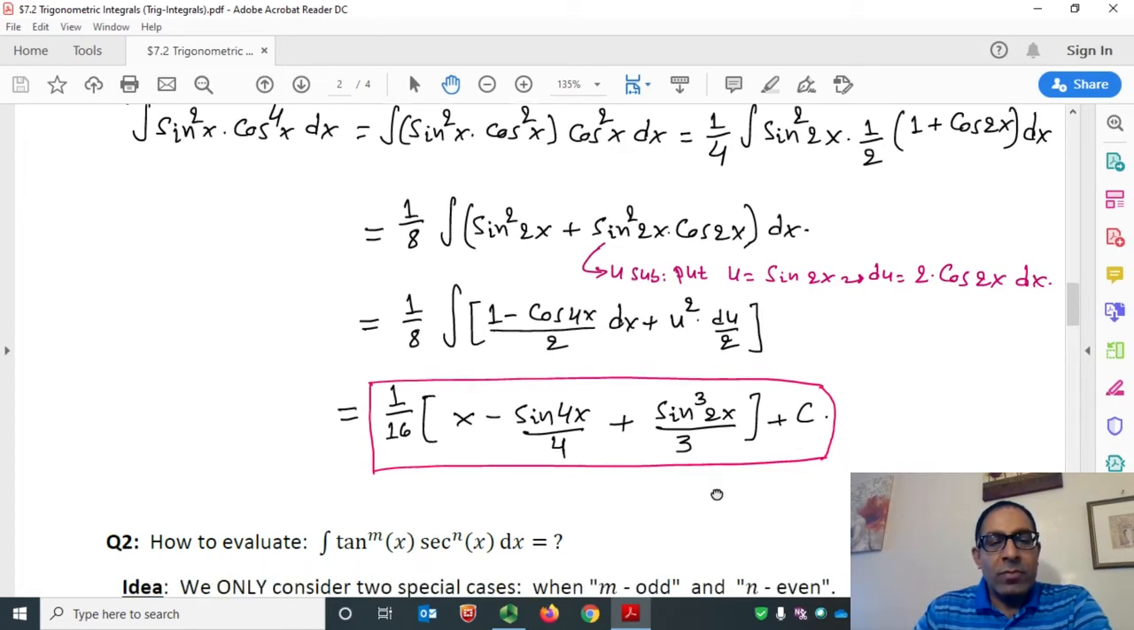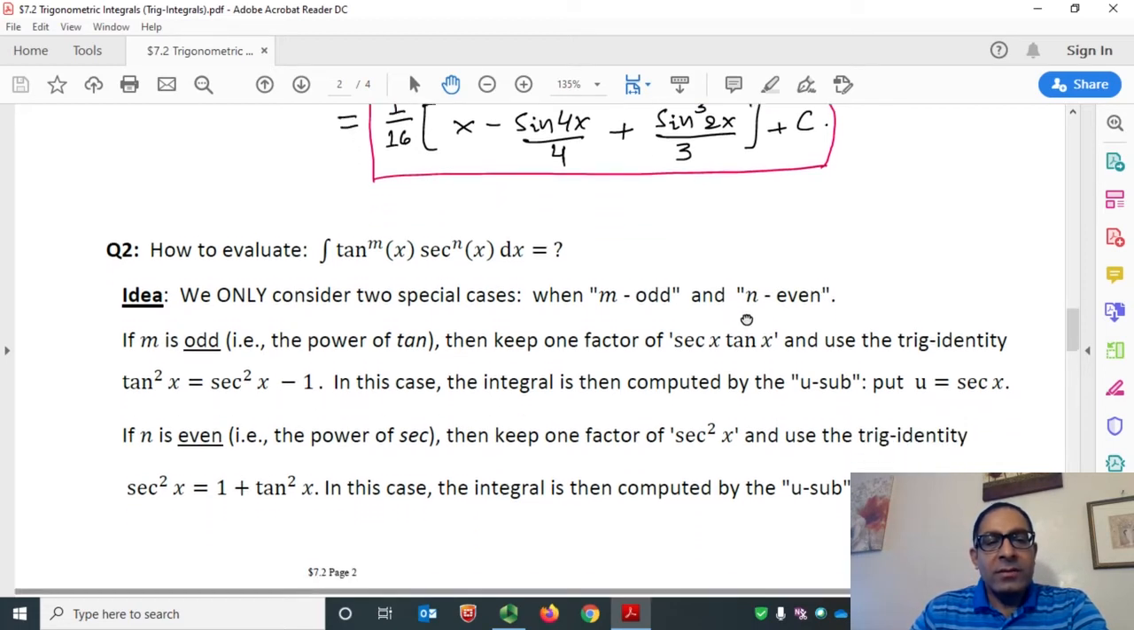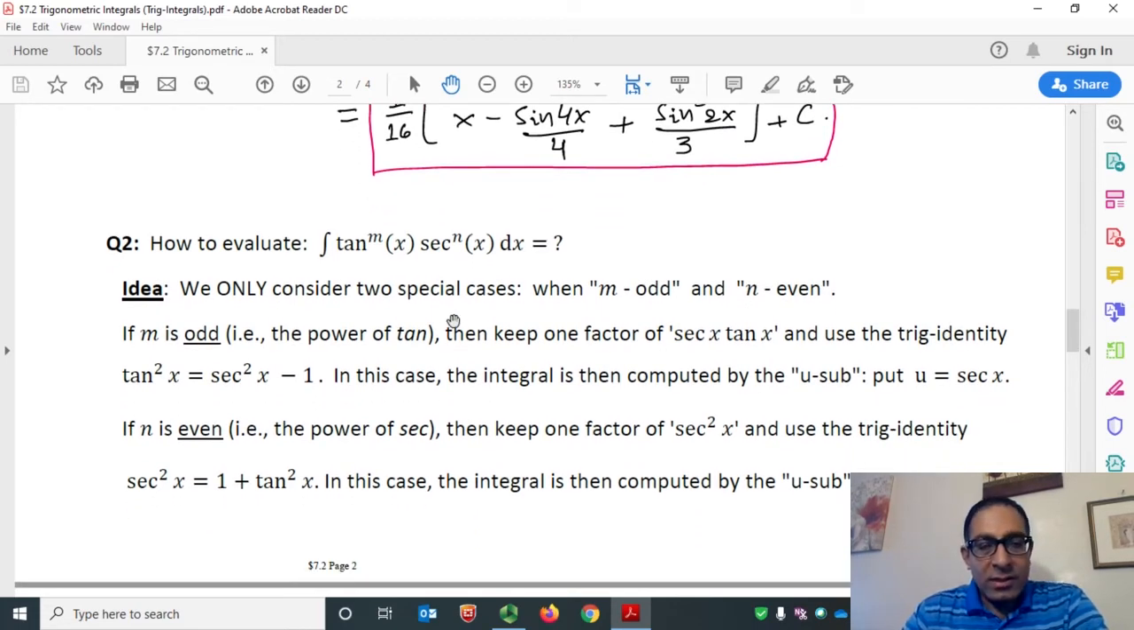So now let's move on. Now another question we ask ourselves: how to evaluate trig functions where the trig functions are tangent and secant, and tangent has m power and secant has n power. That means how to evaluate integrals of the type tan to the power m times secant to the power n. So again, we solve these integrals in cases. For the tangent and secant powers, we only consider the 2 special cases when m is odd and n is even.